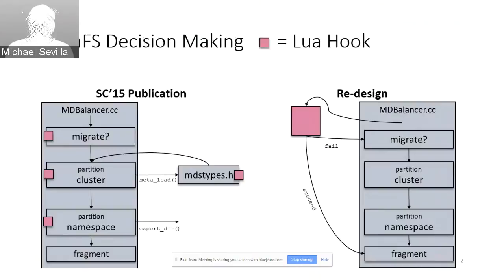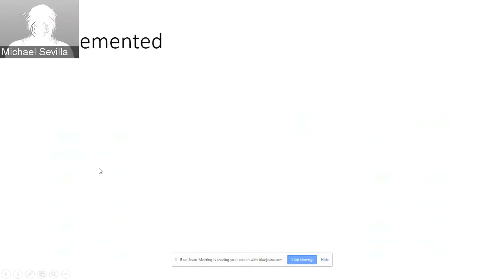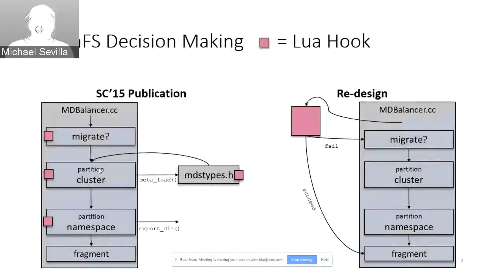So we threw hooks everywhere. And again, even this box right here is all in the MD balancer, and I think it kicks out control to the MDS types to calculate metadata load. But the overall structure of what Sage designed is shown here, where it tries to make a migration decision, the balancer. Each MDS does this individually, and then each MDS will partition the cluster, basically trying to figure out which MDSs it should send load to and which ones are underloaded.